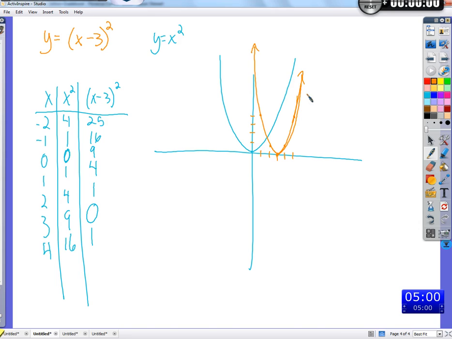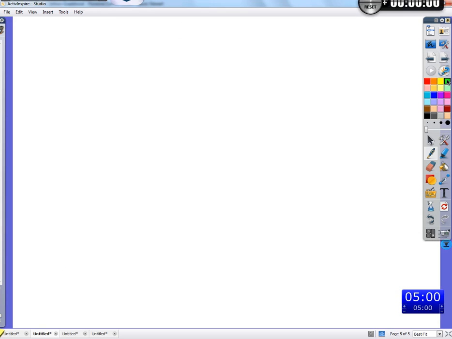Okay? Remember that? Shifting to the right, shifting to the left. What if we did a couple of things at once? We did x plus 2 squared. What's that plus 2 going to do? Left 2. Move it to the left 2. Okay. This shape has a name. The shape is called a parabola. It'll move the parabola to the left 2.